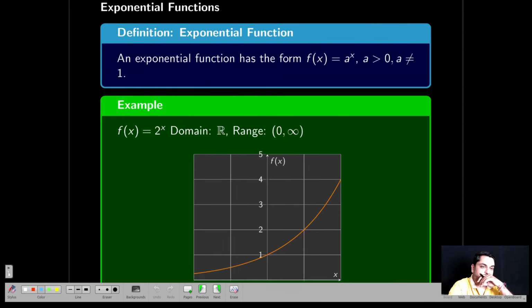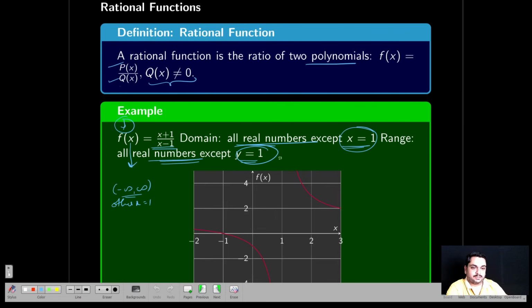Next, exponential functions. Exponential is of the form a power x. For example, e power x, you have seen, no? e power minus x, whatever. This is how the graph looks. Previously, this is how the ratio looks, p of x by q of x. x minus 1 means this side, x plus 1 means that side.